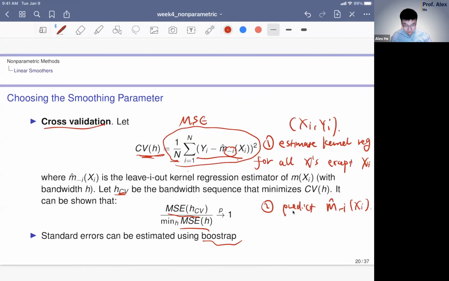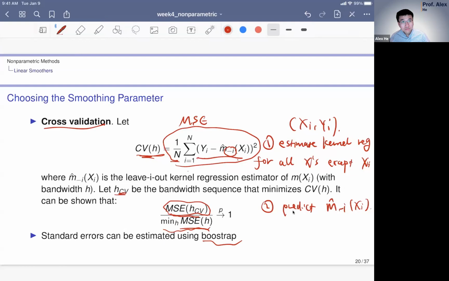So that says in probability, we're approaching the mean squared error that satisfies our objective function. Yeah, so this is just a theoretical result. This is the smallest mean squared error possible, like using any method. And this is the one that we get from the cross-validation. And you can show that when you have a large enough sample, these two would just be the same, which means the cross-validation would just give us the best H.